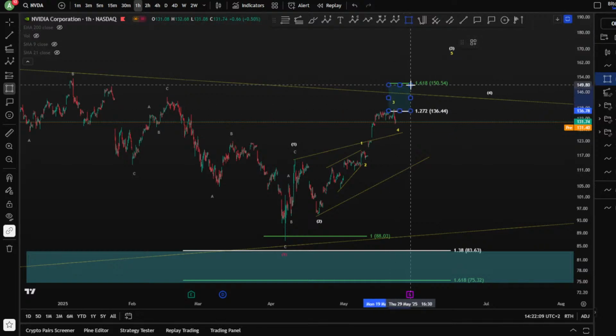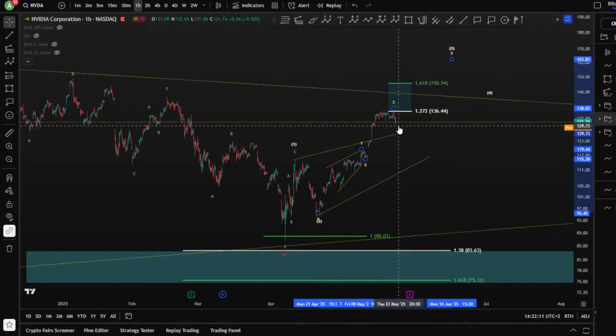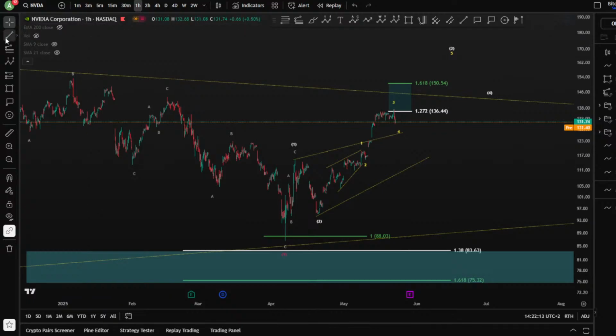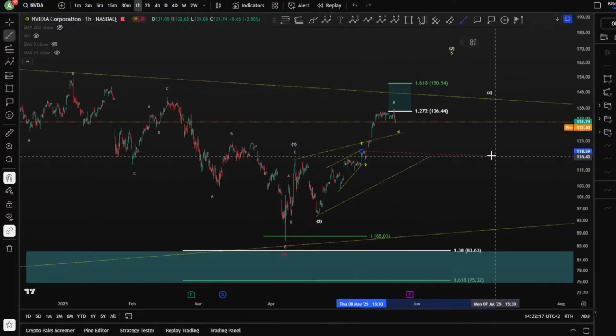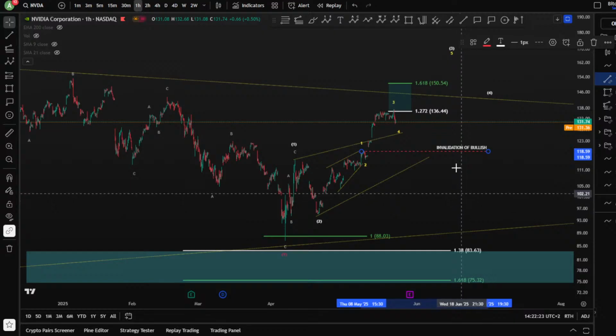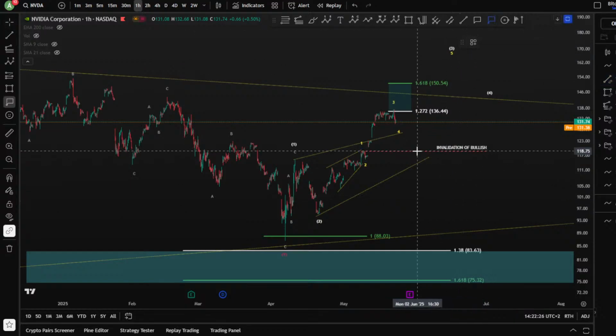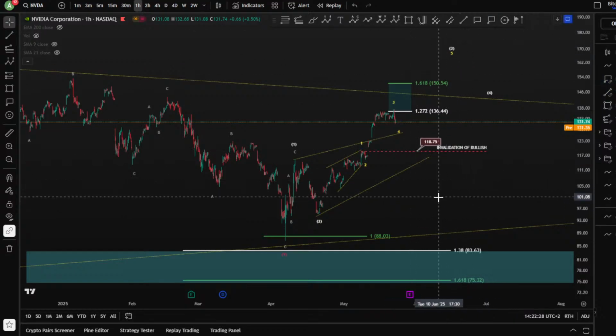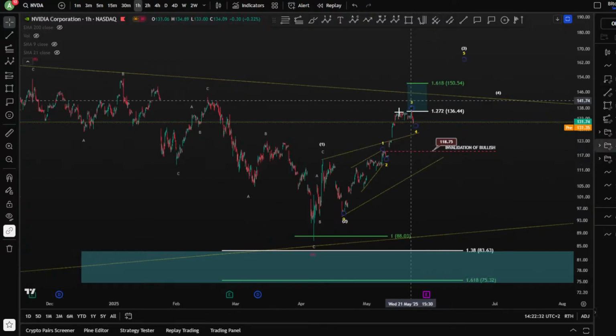Despite, of course, the move toward the downside here, it can be, of course, a wave 4. Invalidation of this scenario, of course, is the 1 to 1 here. And that means invalidation of bullish. So we're going to see how this is going to unfold. Basically, I'm still looking for higher for Tesla. I see just correction here.